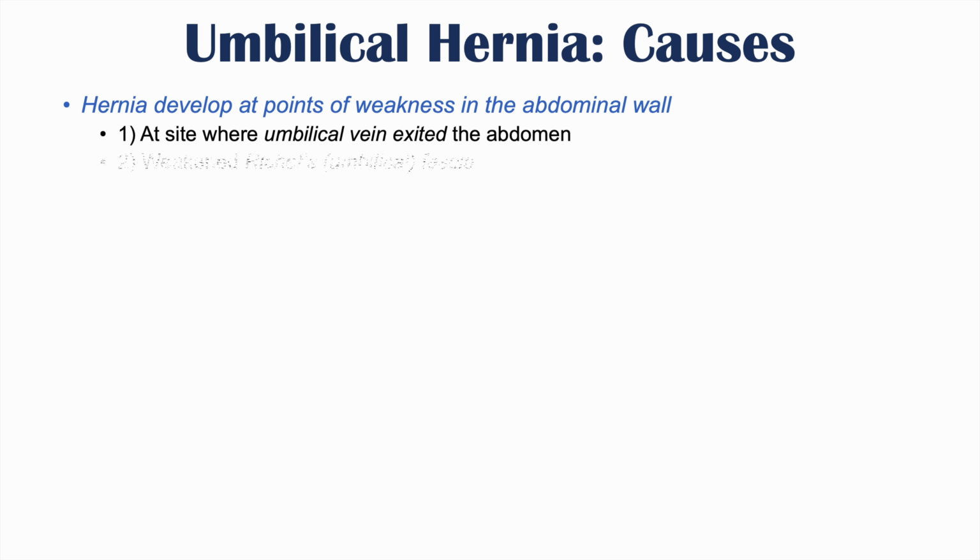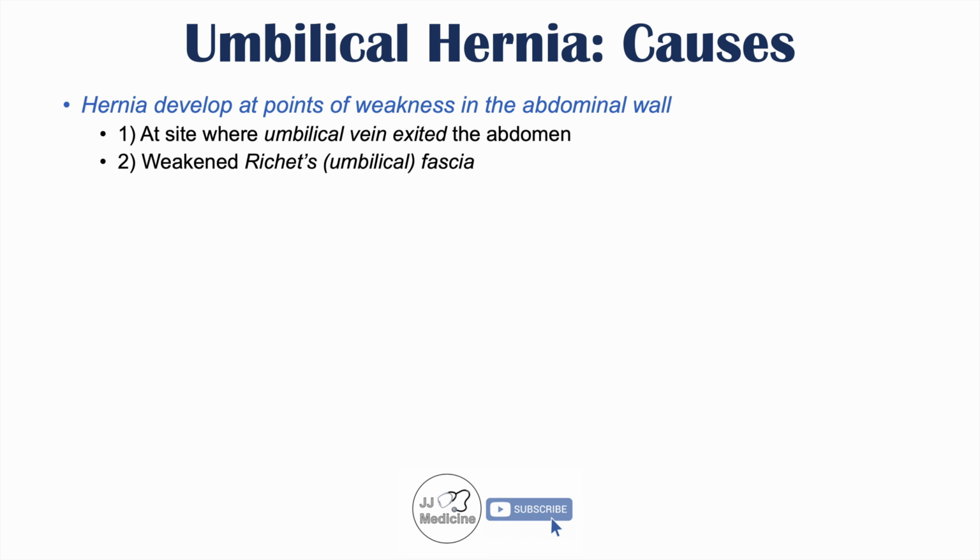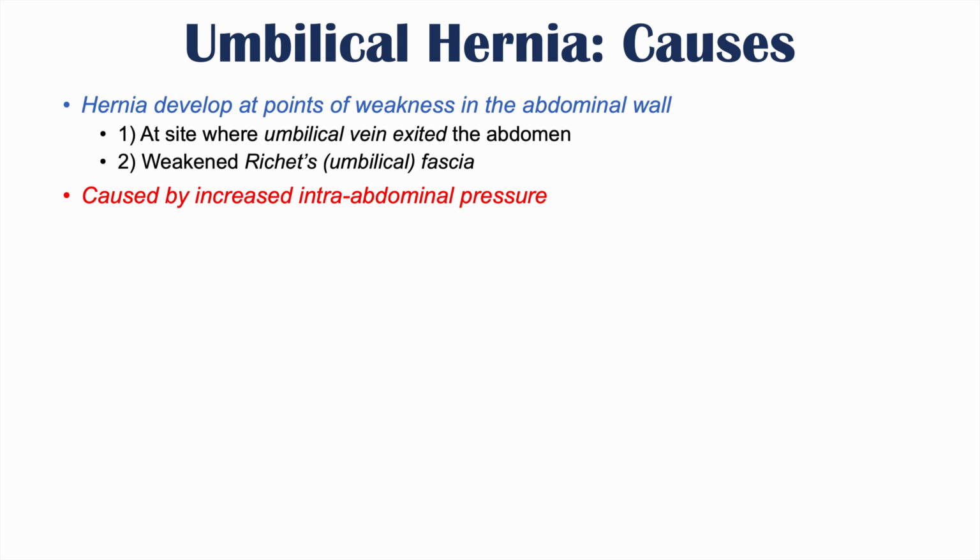And there may be a case where there is weakened fascia around the umbilicus. This is known as weakened Richet's or umbilical fascia, so the sheath and tissue around the umbilical area. Now, the reason why there may be a weakness that develops is often increased intra-abdominal pressure. Increased intra-abdominal pressure can lead to weakness or a distortion occurring in the abdominal wall in these areas we just mentioned.